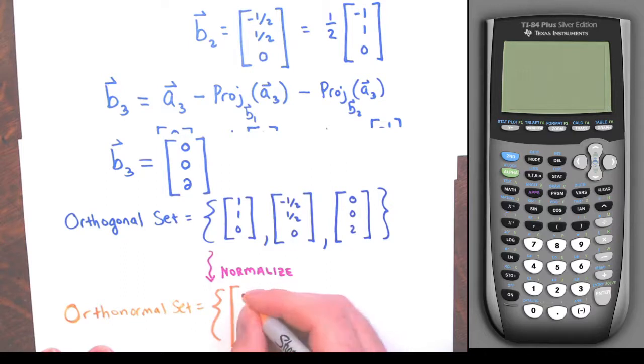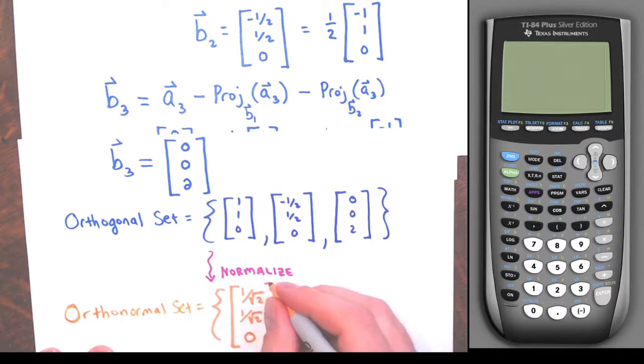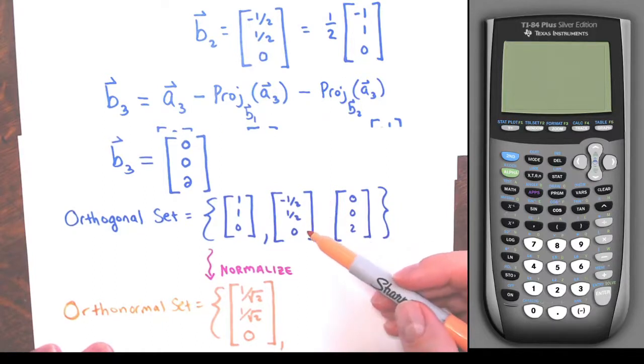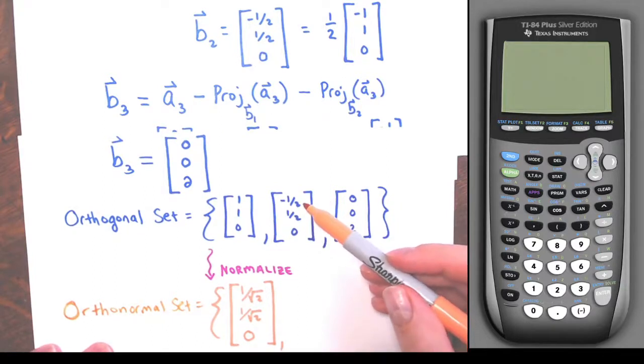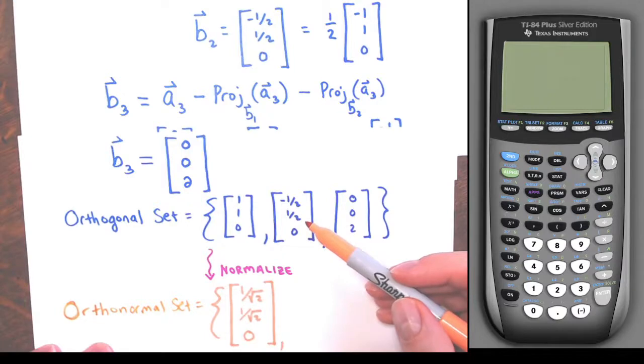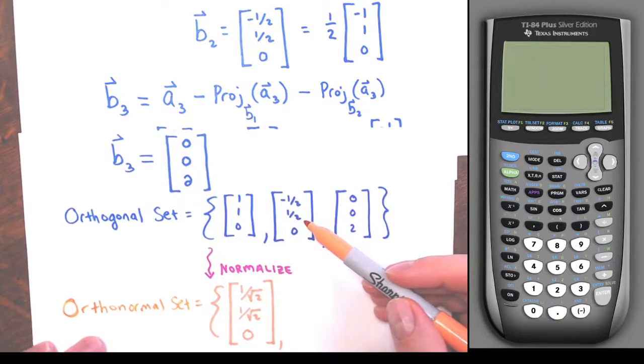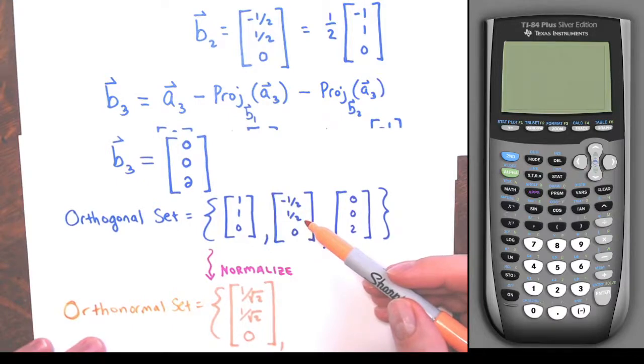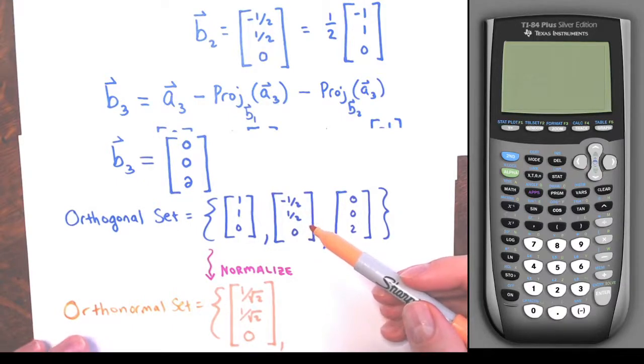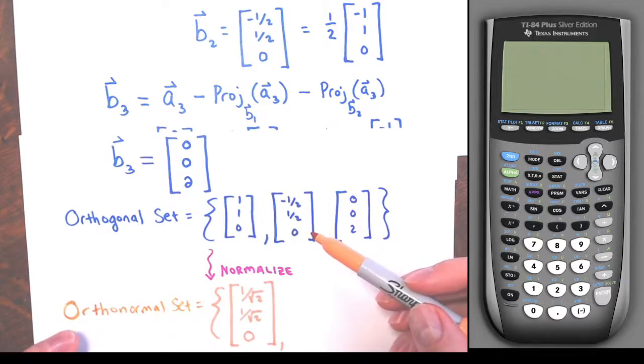So we have 1 divided by the square root of 2, 1 divided by the square root of 2, and if you want to rationalize those you can, and then 0 divided by the square root of 2. The norm of this second vector would be a quarter plus a quarter, and then the square root of that. A quarter plus a quarter is a half, and then the square root of a half is the square root of 2 over 2.